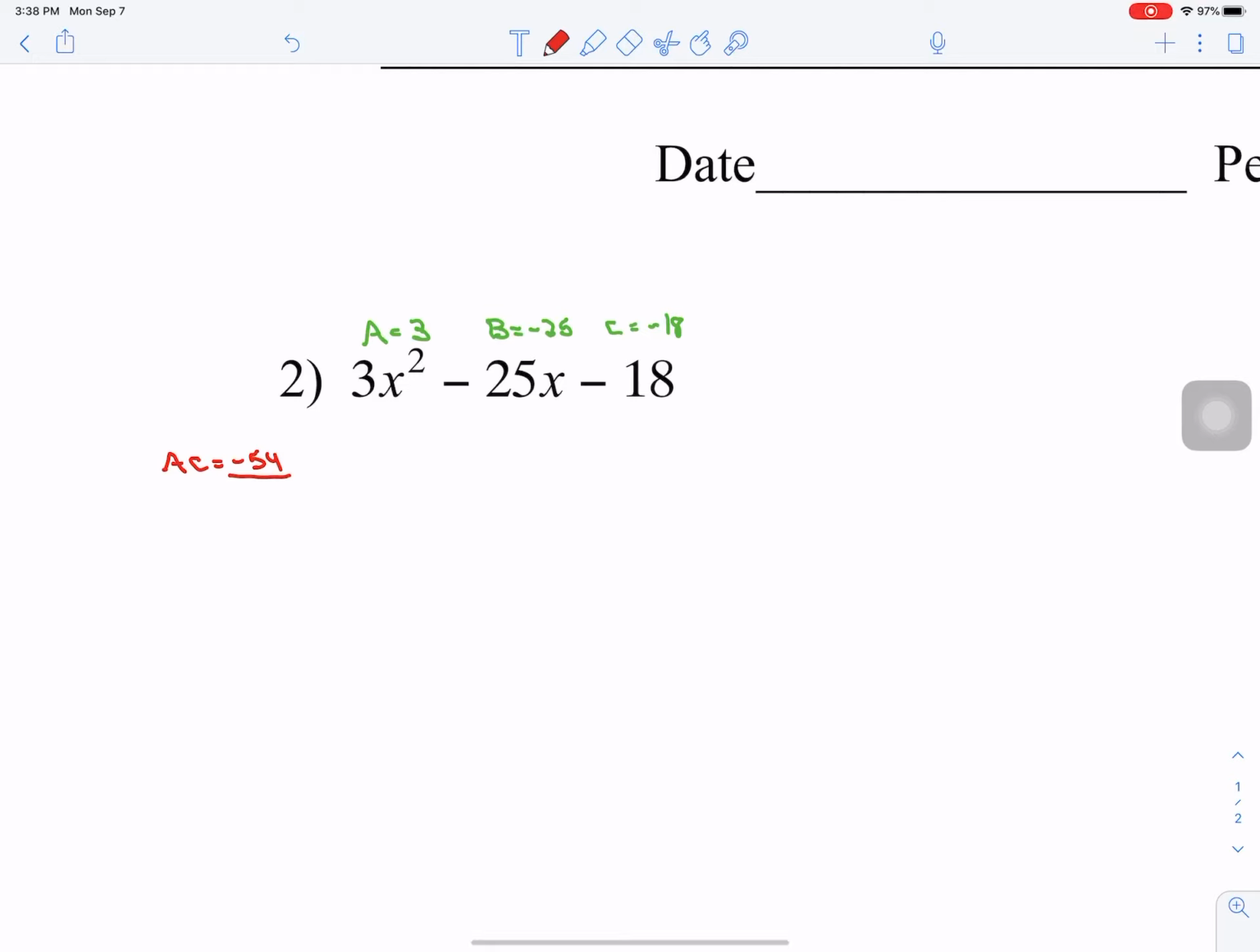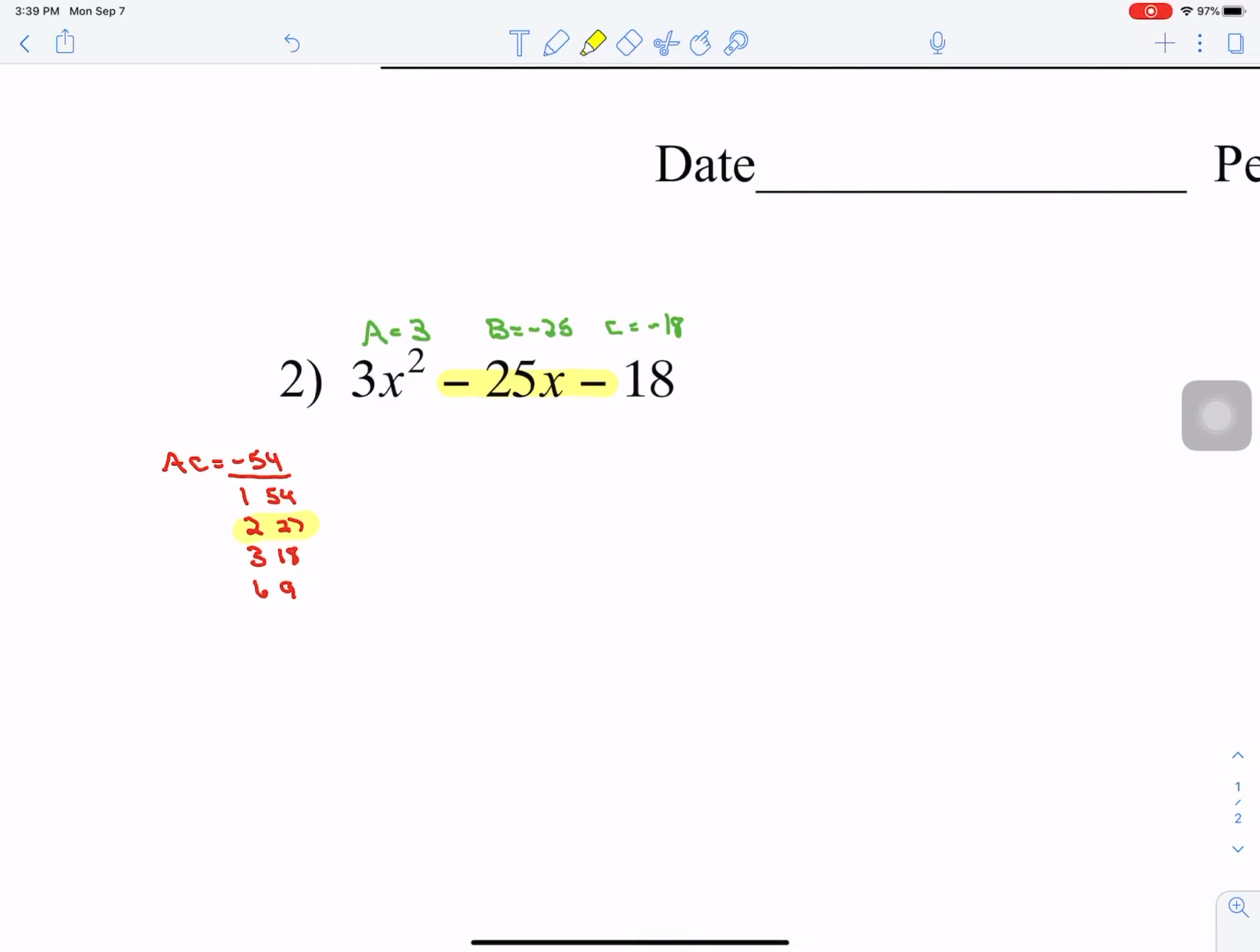Now I want to go ahead and do the factors of 54. 1 times 54 is 54. 54 divided by 2 is 27. 54 divided by 3 is 18. And 54 divided by 6 is 9. Okay. Now we want to look at which pair adds up to 25 by subtracting, because that 18 is negative. So in this case, we're going to be using the 27 and the 2.